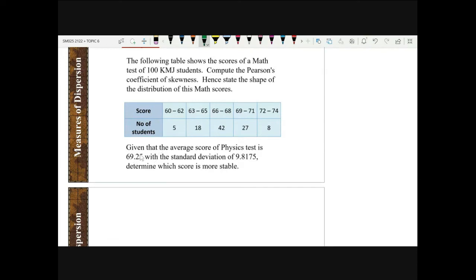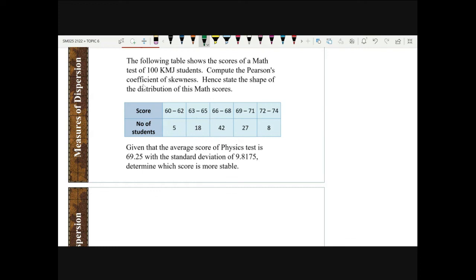And then next part, given the average score for physics is 69.25 with standard deviation of 9.81. Determine which score is more stable. Mana data yang lagi bagus? Budak ni dia bagus kat fizik ke dia bagus kat math sebenarnya? Itu yang dia suruh kita analyse.